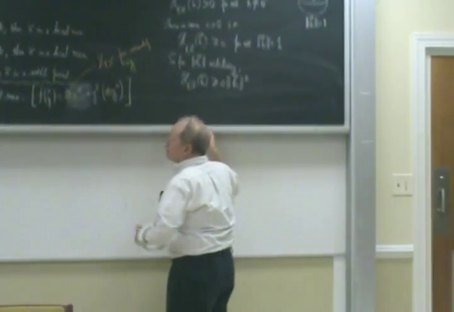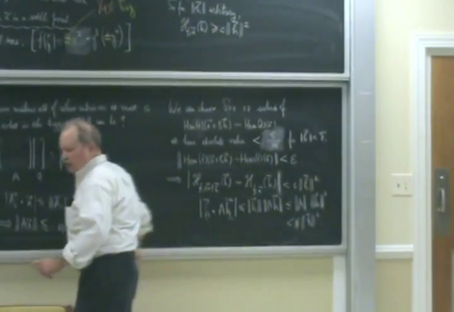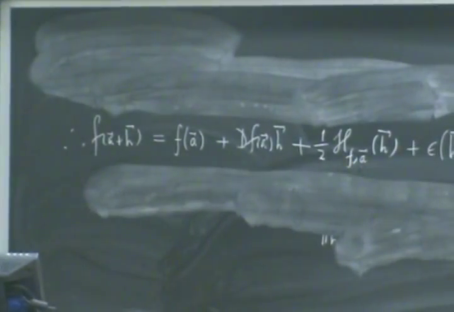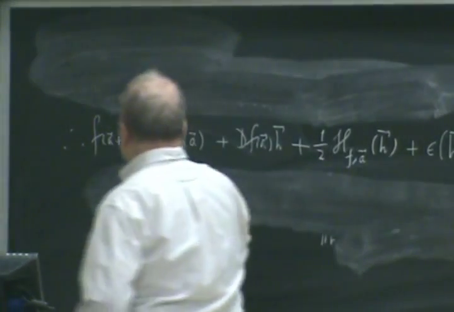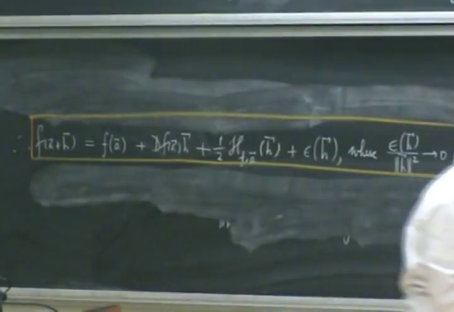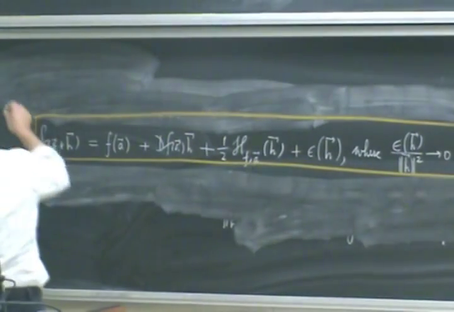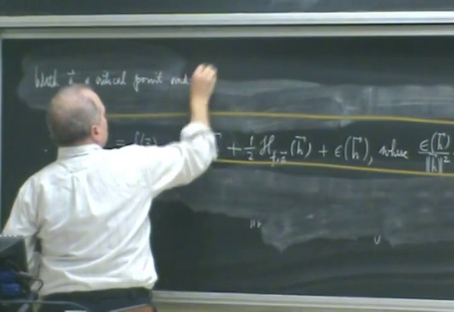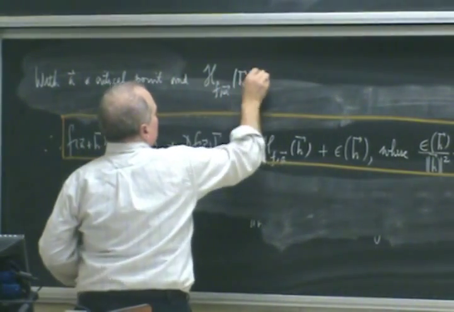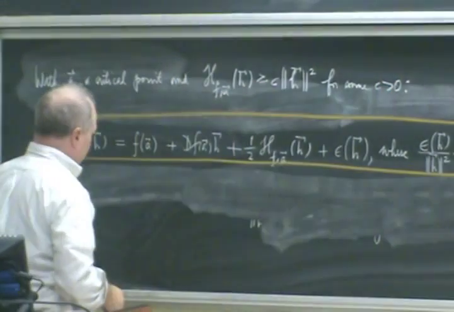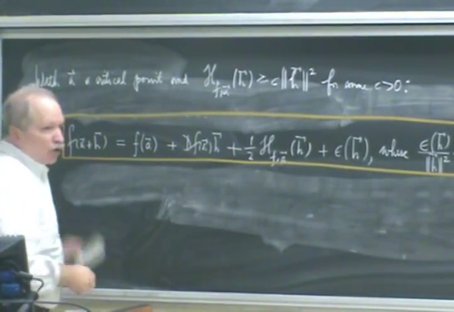Okay, we're almost at the end. So I want to look at this. And I want to say to myself, what happens if a is a critical point? And I know that this Hessian quadratic form term is satisfying this for some C positive. What does this tell me? How do I decide if it's a local min or not?